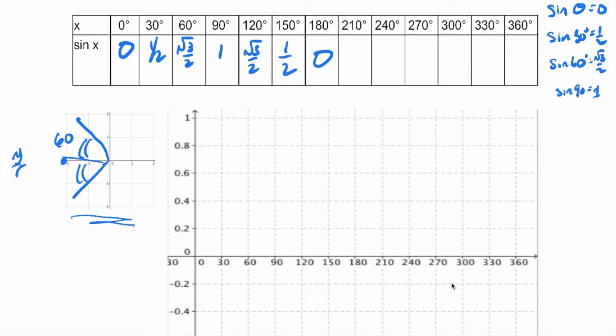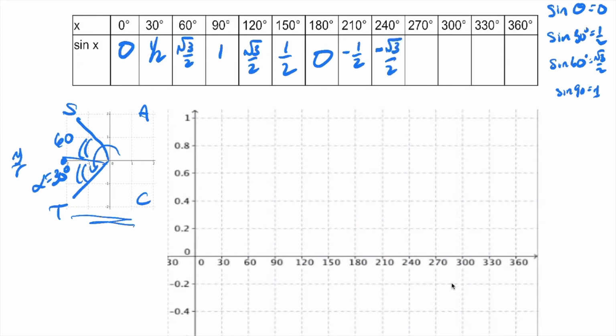Once we get into the third quadrant, so in the next value of 210, that would be over here. Our reference angle here is going to be 30, but remembering our CAST rule, in the third quadrant, sine is negative. So sine of 210 is the same thing as negative sine of 30, which is negative 1/2. Sine of 240, therefore, is the same as negative sine of 60, which is root 3 over 2.